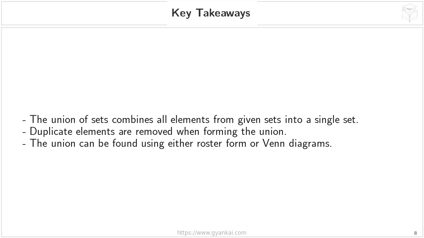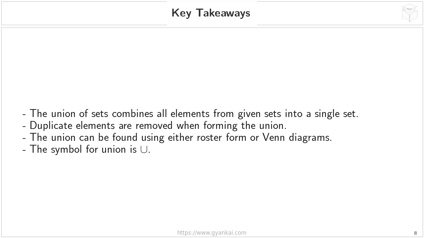As we've practiced, there are a couple of ways we can find this union. We can use what's called the roster form, where we simply list out all the elements within curly braces, or we can use a visual tool called a Venn diagram, which we just explored. Both methods will give you the same correct answer. And finally, let's not forget the notation. The symbol we use to represent the union of sets is ∪, which looks like this. If we have two sets, let's say set A and set B, then their union is written as A ∪ B, so A, then the union symbol, then B.